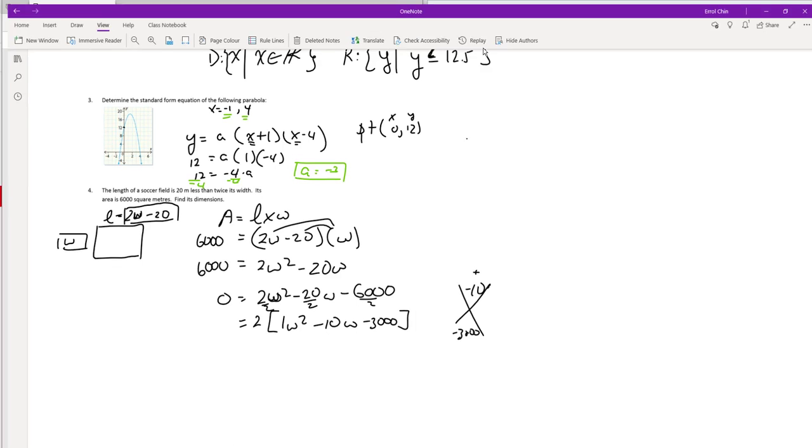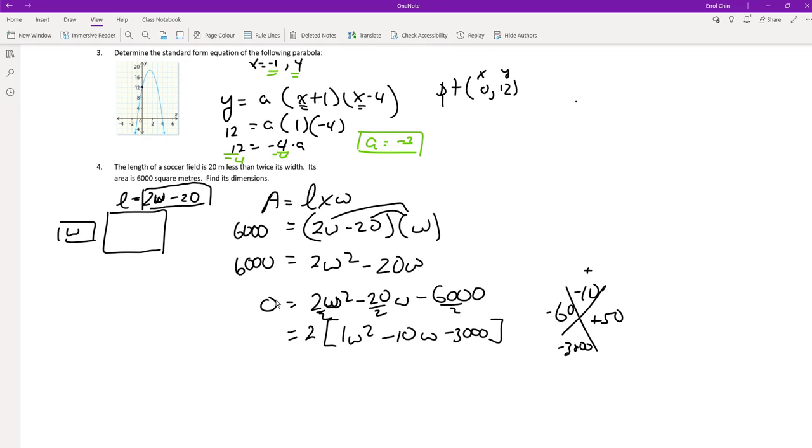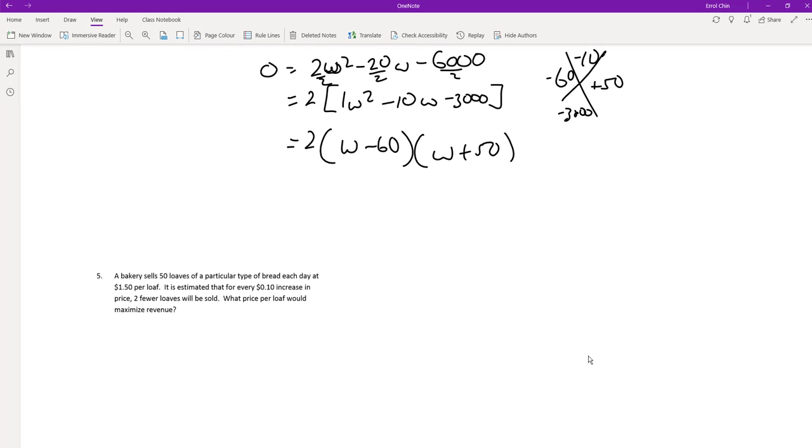So eventually I would have figured out that negative 60 and positive 50, if we multiplied them, would multiply to negative 3,000, and if we added them, would add to negative 10. Now our variable is w this time, so it's (w minus 60)(w plus 50). All right, what are my roots?